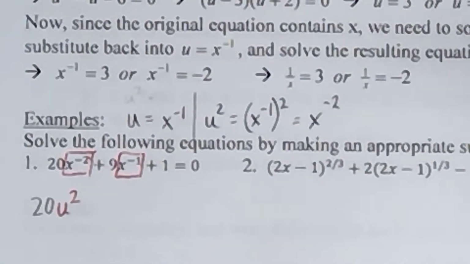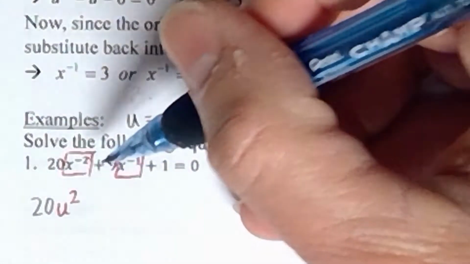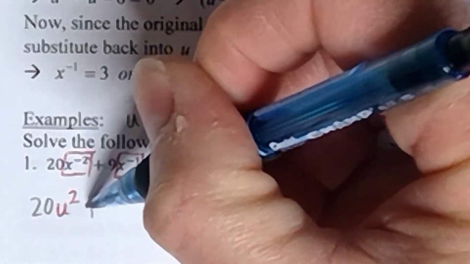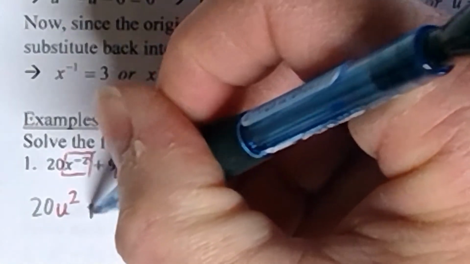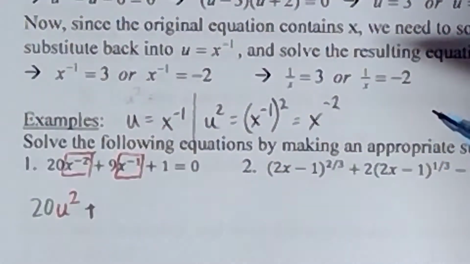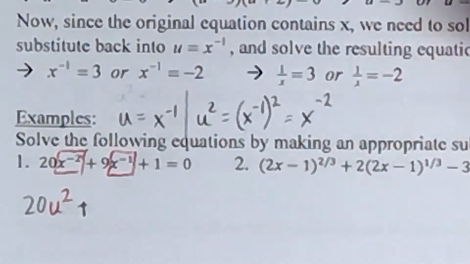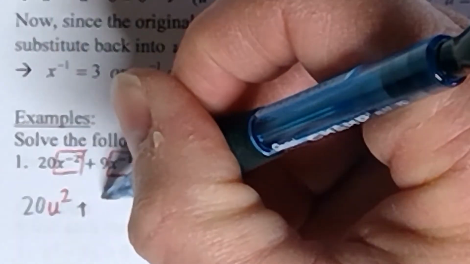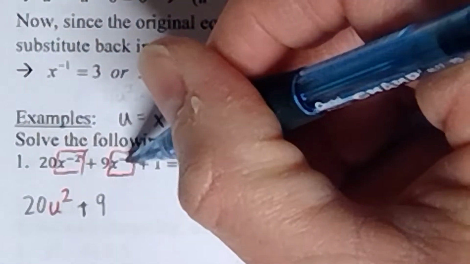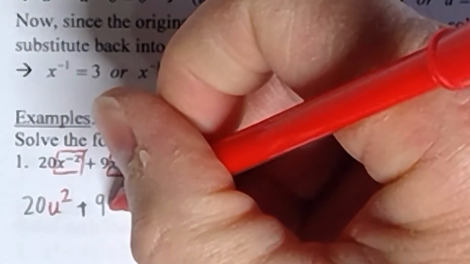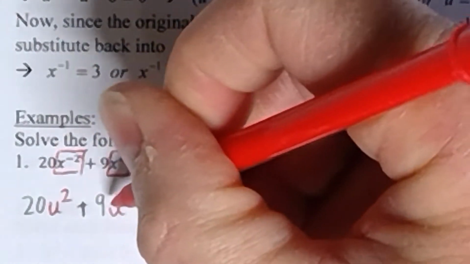I'm just using color here to emphasize certain things. You don't have to use color; you can just use your pencil. But then bring down the plus. Notice the 20 stayed the same there. I'm just looking at the u and the u squared and what they're equal to. Since u is equal to x to the negative 1, not the 9, so the 9 is separate, the x to the negative 1 can be replaced by the u, since u and x to the negative 1 are the same thing.